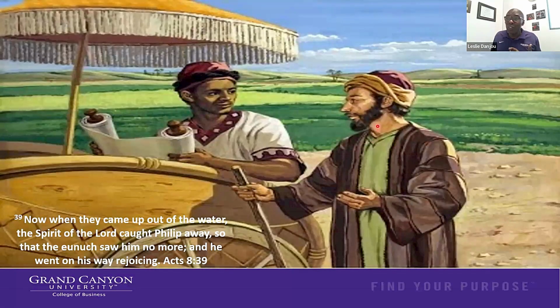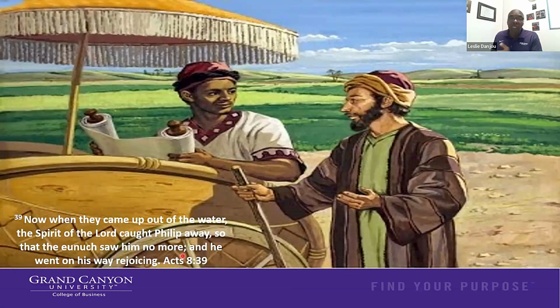And the Ethiopian was so excited to hear that. He saw some water and he was like, "What is stopping me from being baptized?" And Philip explained to him, "All you have to do is believe in Christ and you can be baptized." And this is where the story picks up right here. All right, in Acts 8:39. Now, when they came up out of the water, the Spirit of the Lord caught Philip away so that the eunuch saw him no more.